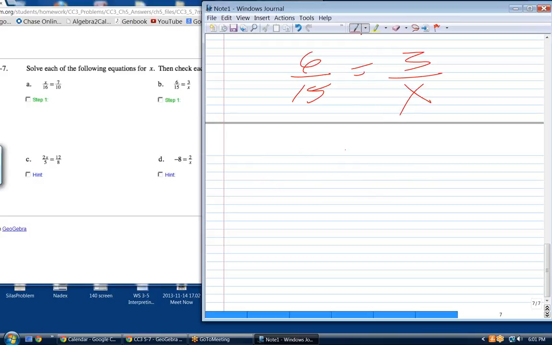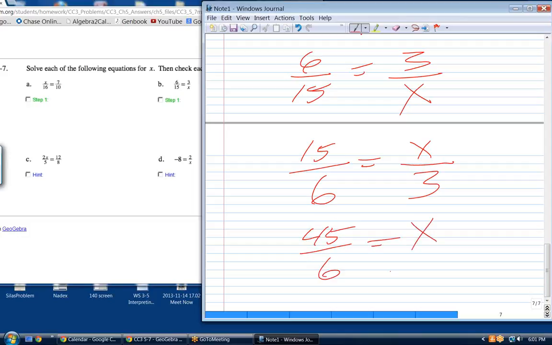Now, you had an interesting suggestion that I actually like. You can flip them. So if 6 over 15 equals 3 over x, then 15 over 6 equals x over 3. And now I can solve this in one step. I don't have to cross multiply this. So all I have to do is multiply both sides by 3. And I end up with 45 over 6 equals x.